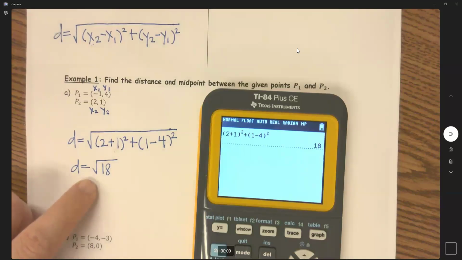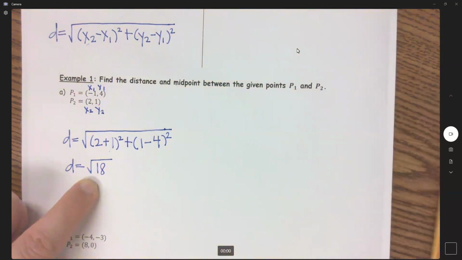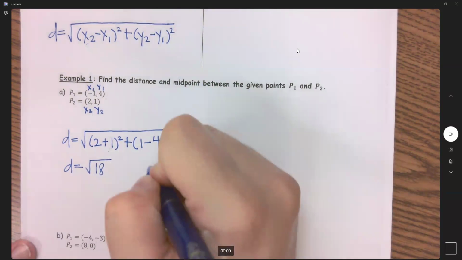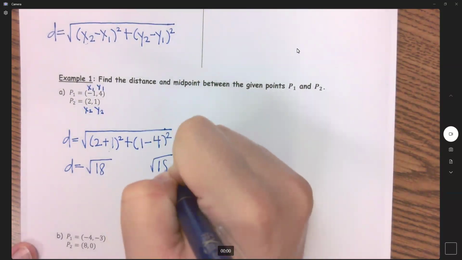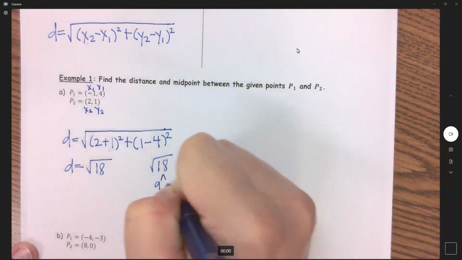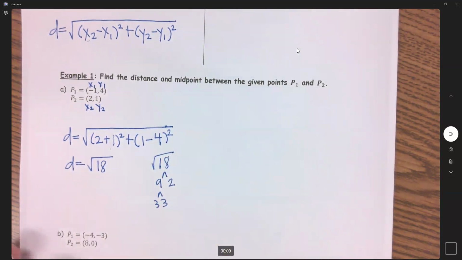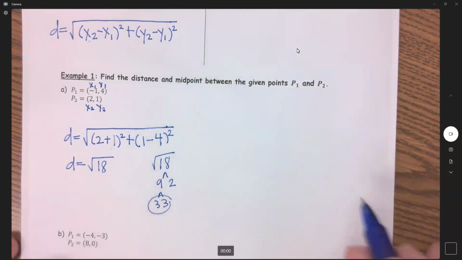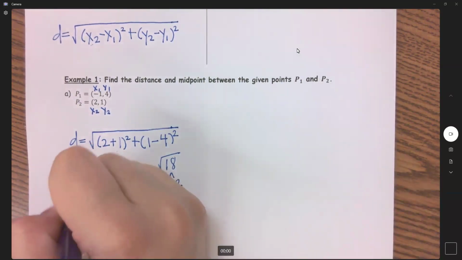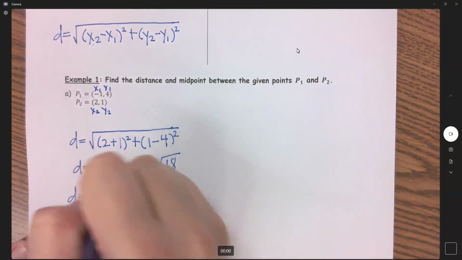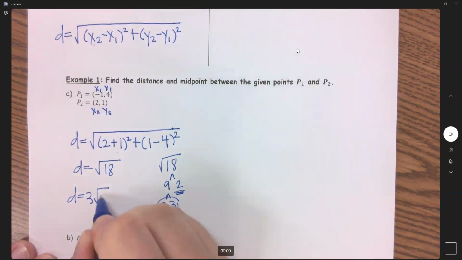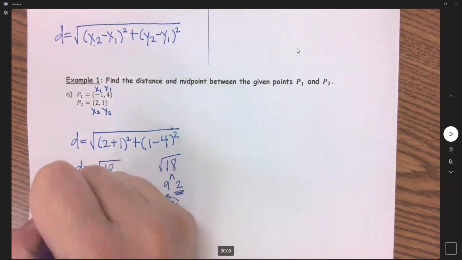Now, typically we don't really care how this is written, but because it's MyMathLab, it does care. So we need to simplify that. If we come over here to the side, the square root of 18 is the same as 9 times 2, and 9 is 3 times 3. So there's my pair that's going to come out. So distance equals 3 square root 2 as our answer.